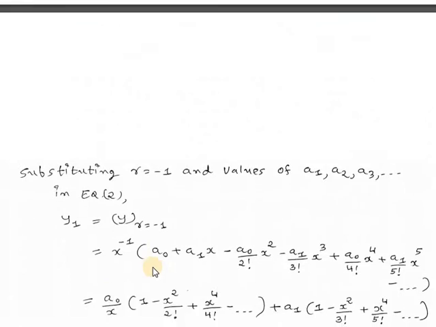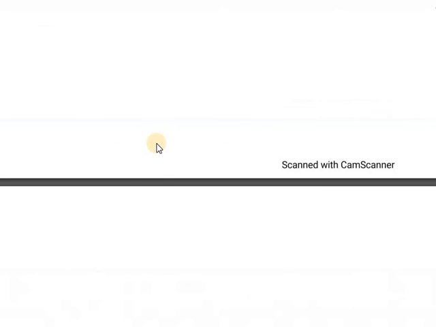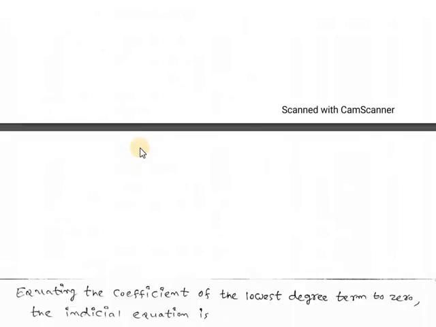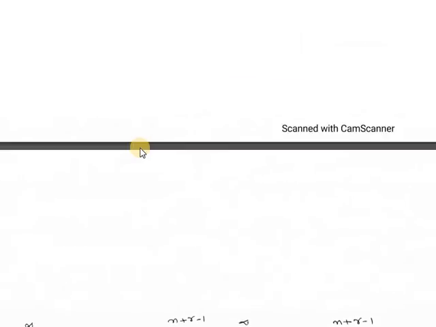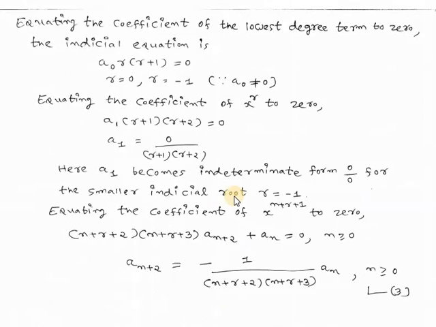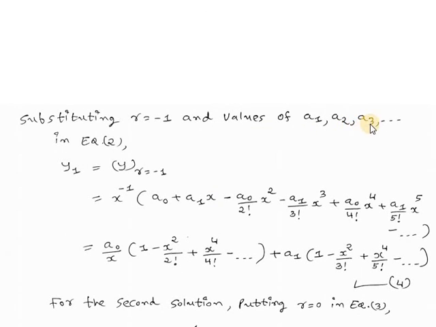Now substituting r equal to minus 1 and the values of a1, a2, a3 and so on in equation number 2. What is equation number 2? That is y is equal to x raised to r in bracket a0 plus a1x plus a2x square plus so on. This is equation number 2. So in this equation we will put r equal to minus 1 and the values of a1, a2 and a3.